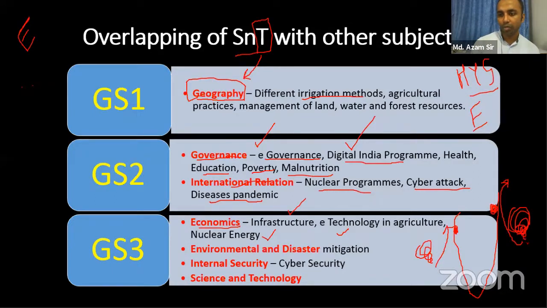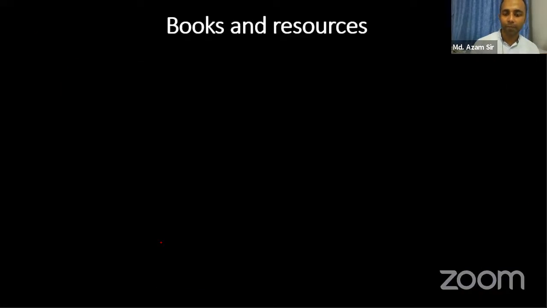So how did we come to know about this? How did we know that the cyclone is coming? We came to know with the help of the early warning system (EWS), which is basically a technology. So in the mitigation of disaster, technology is being used. Then in cyber security, technology is being used. And of course, science and technology is there in General Studies Paper 3.